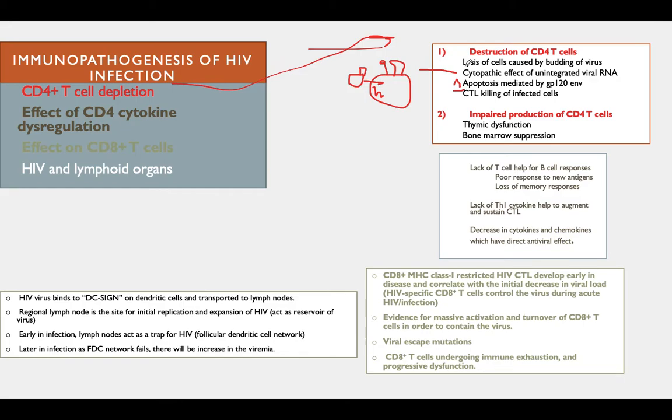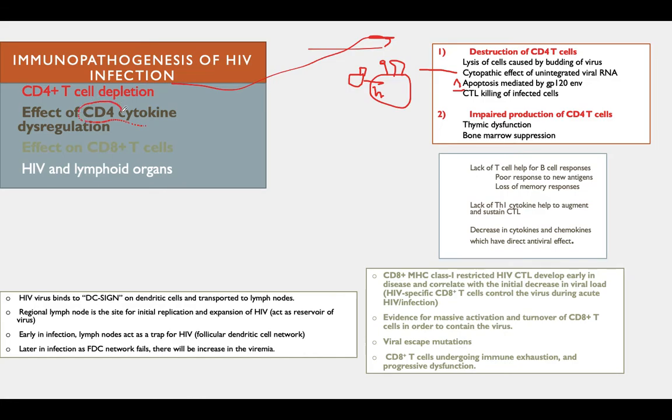It is impaired production. I told you initially there will be sustained production of the CD4, but later on, because of the bone marrow suppression, because of the inflammatory cytokines, remember there is inflammation in your body, and because of the thymic dysfunction, you will have impaired production, which can be found in the clinical latency.